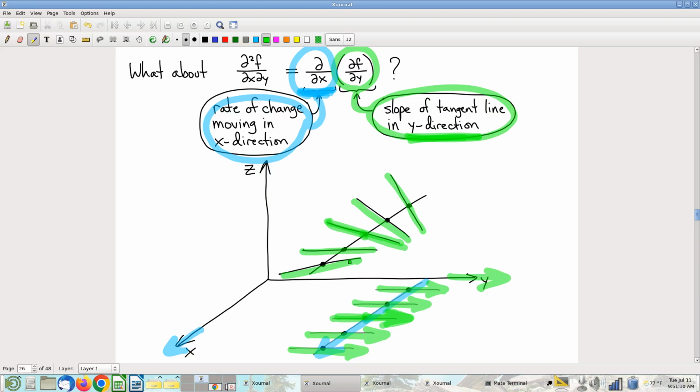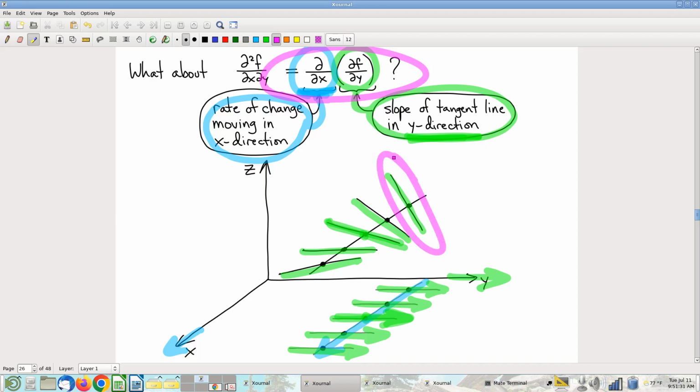Does everybody see what I'm trying to draw? It's a tough picture. So, okay, what's happened here? What are we seeing? What would you say is the x rate of change of the y slopes? And just looking at the picture, I appeal to your geometric intuition.